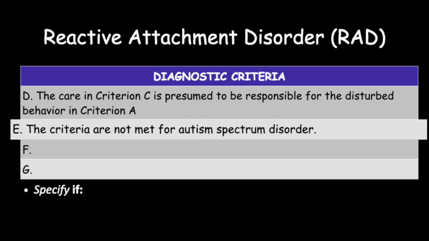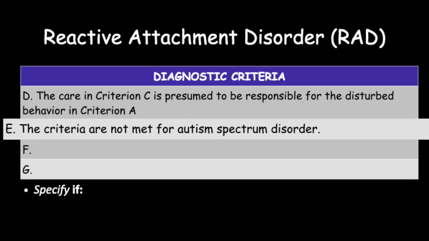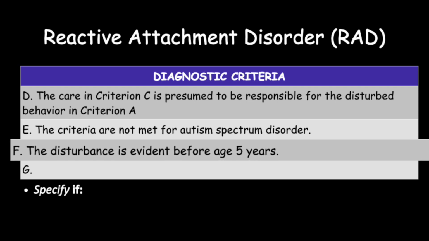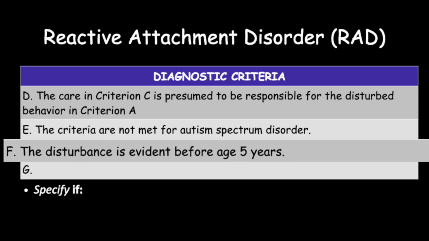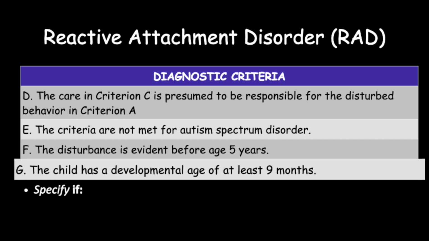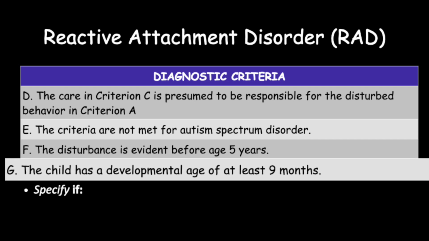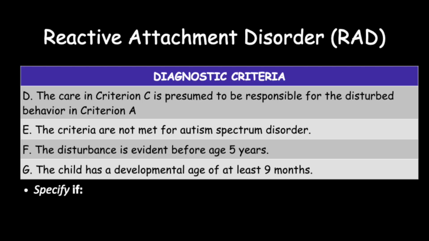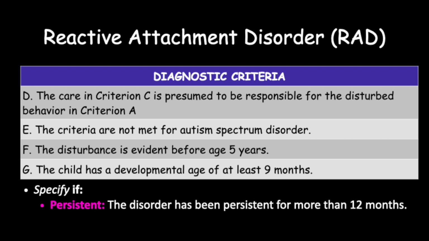Criterion E states that the criteria are not met for autism spectrum disorder. Criterion F states that the disturbance is evident before the age of 5 years old. And criterion G states that the child has a developmental age of at least 9 months. If all of these criteria are met and a child is diagnosed with reactive attachment disorder, the last thing that I typically do is specify whether or not it's persistent, meaning that the disorder has been present for more than 12 months.